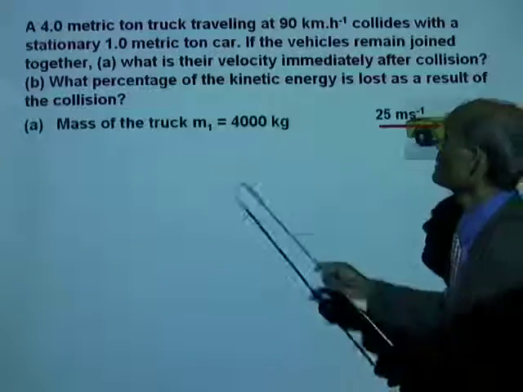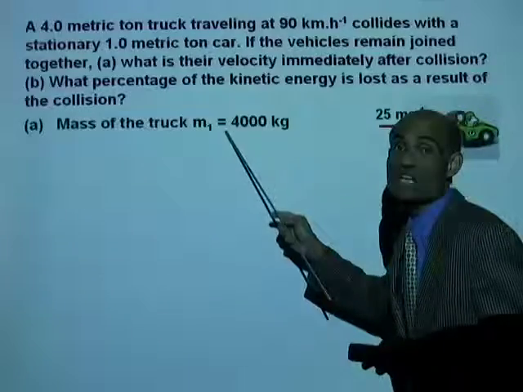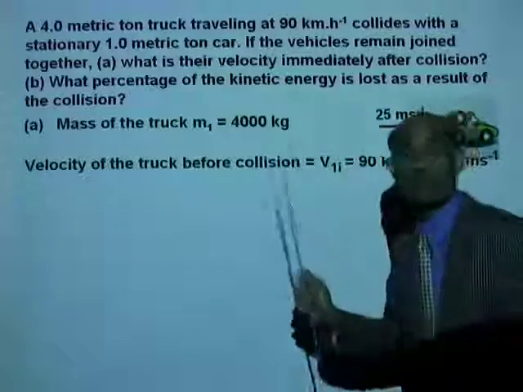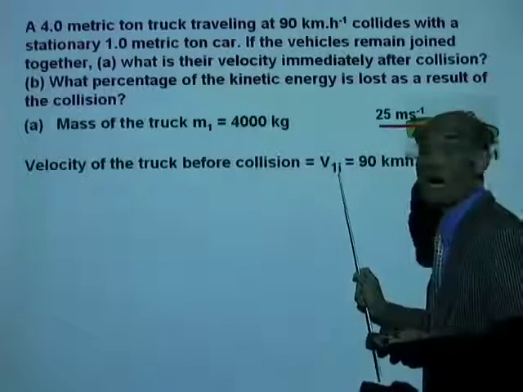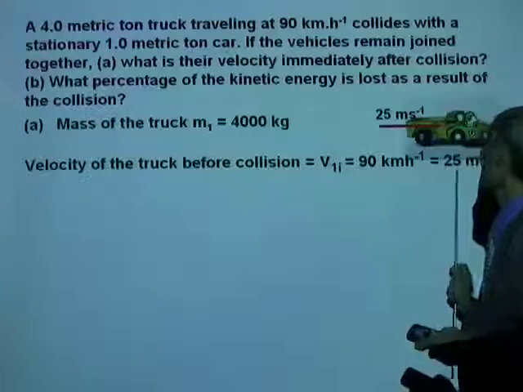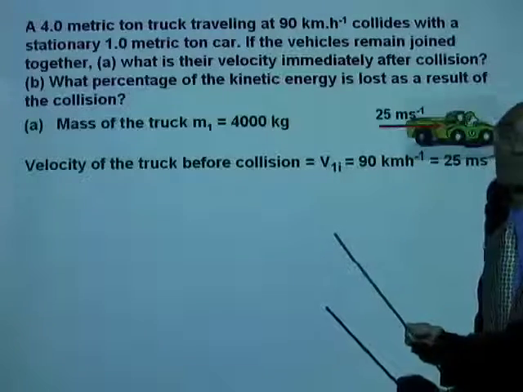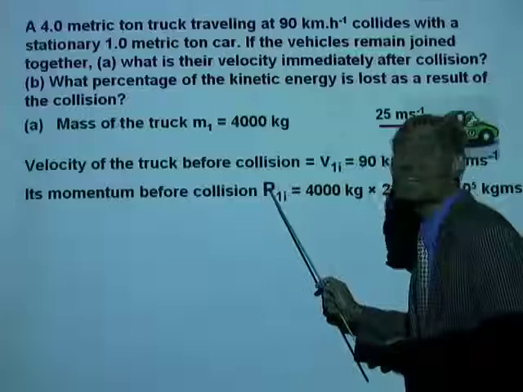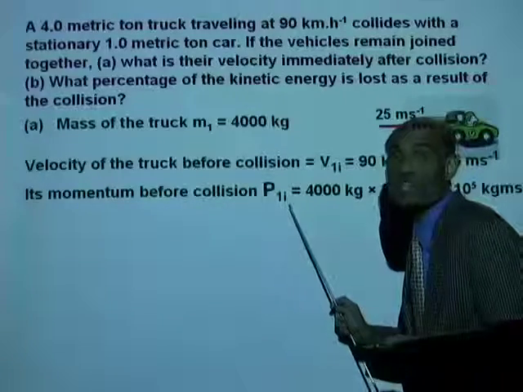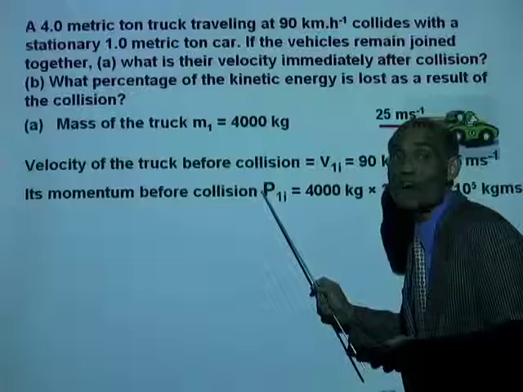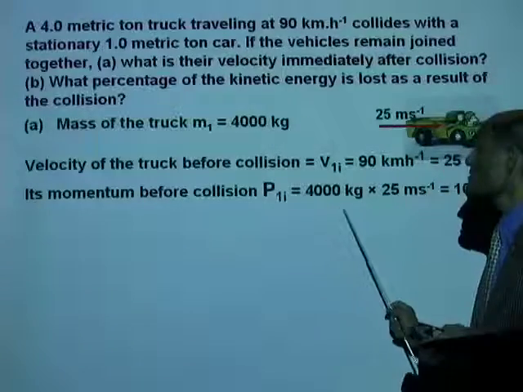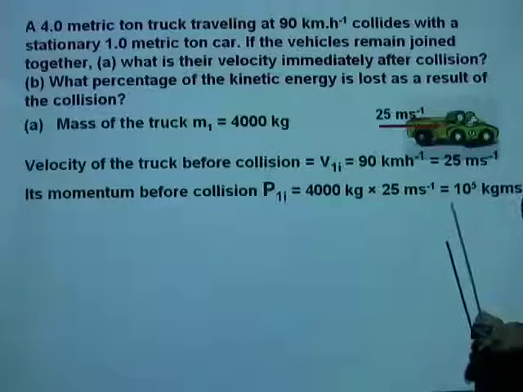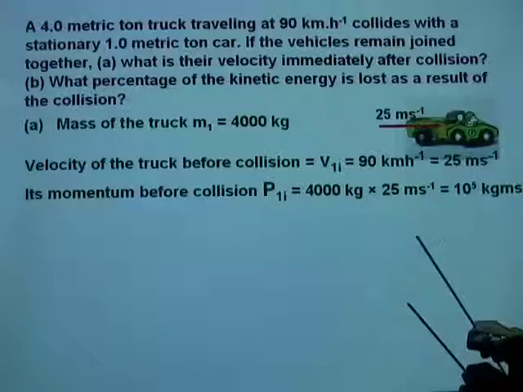That is the situation. So the mass of the truck, m1, is 4,000 kilograms. Its initial velocity before collision, v1i, is 90 km per hour, that is 25 meters per second. Therefore, its momentum before collision, p1i, the initial momentum of the first object, is its mass times the initial velocity, and that is 10 to the power 5 kilogram meters per second.